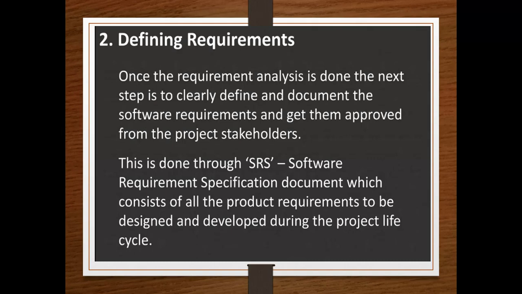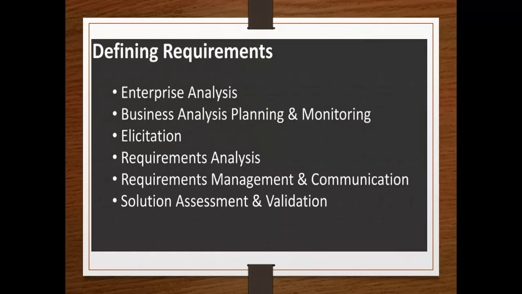Now defining the requirement: once the requirement analysis is done, the next step is to clearly define and document your requirements and get them approved by project stakeholders. At every stage, you have to get approval from the stakeholders. This is done through SRS, also called Software Requirement Specification Document, which contains all the product requirements to be designed and developed during the project life cycle. So it has everything written minutely in detail regarding your project. Defining requirements covers enterprise analysis, business analysis planning and monitoring, elicitation, requirement analysis, requirement management and communication, and solution assessment and validation. So you need to define the requirements as per all these points.